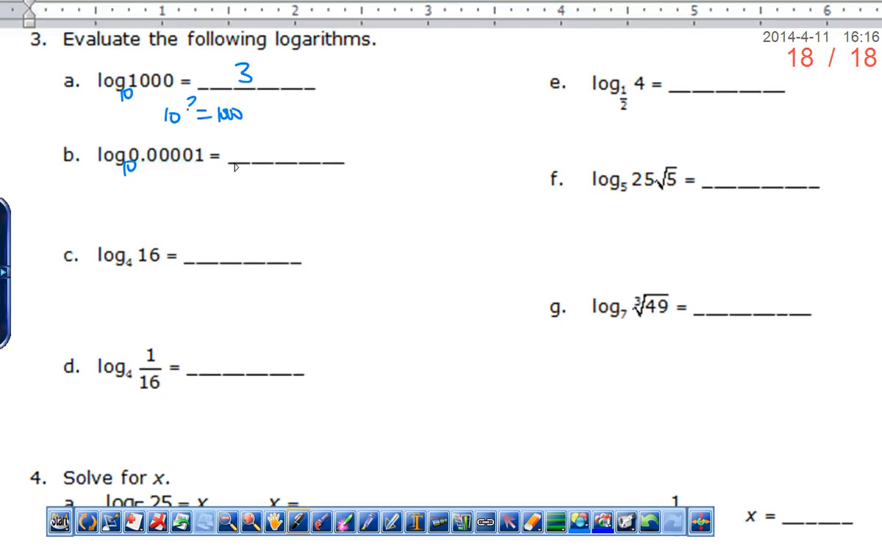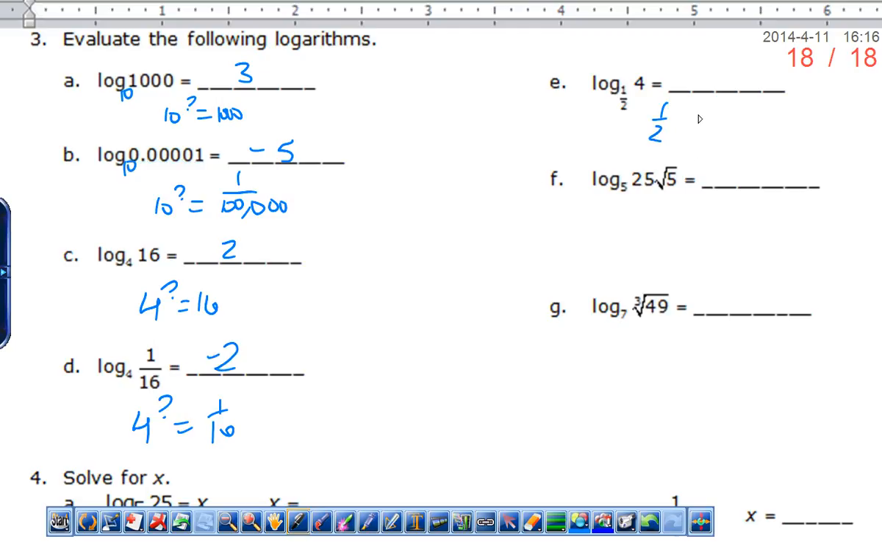That would be 3. And this one is saying 10 to what power equals 1/1000th. That's -5. 4 to what power equals 16? 2. Fractions a little awkward. Remember, with fractions, you need negative numbers, so that would be -2. And same thing with fractions, we need negative numbers to make them whole numbers, so this would be -2 again.